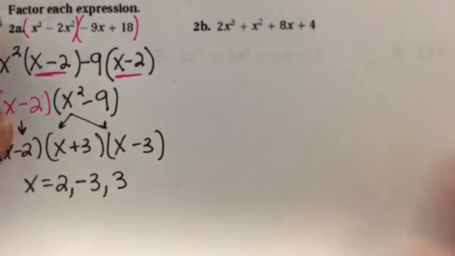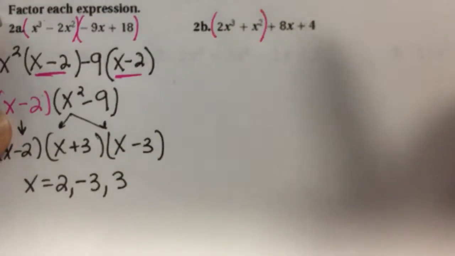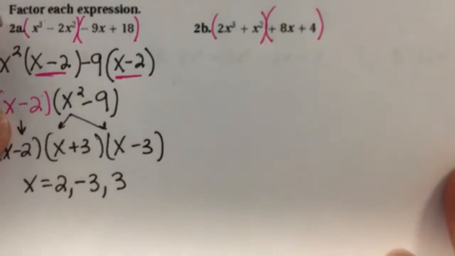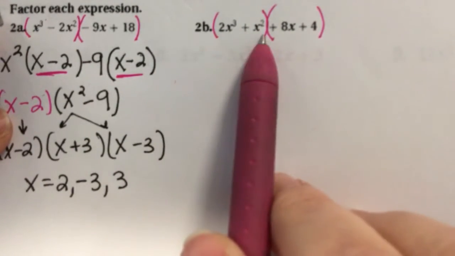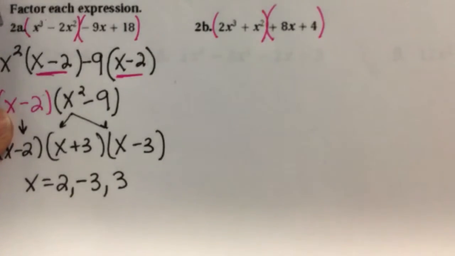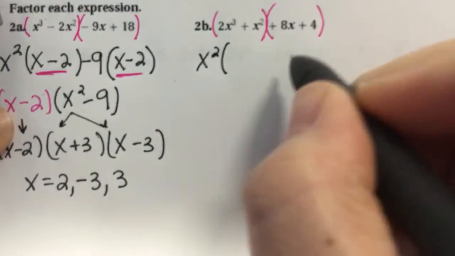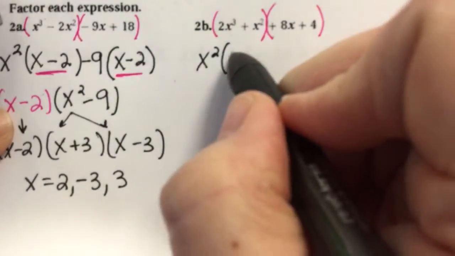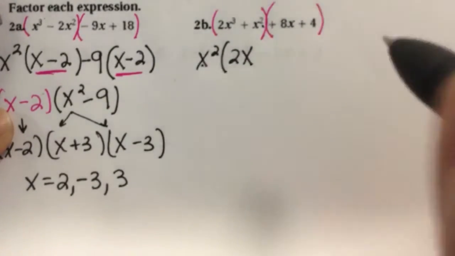All right, so let's look at this one. Again, we're going to group first and second terms, and then we're going to group our third and fourth term. So we're going to look here and see what's common. Again, the only thing that we see that's common in both of those is x squared. So I'm going to pull the x squared out. The leftovers go in parentheses. So 2x cubed divided by x squared is 2x. X squared divided by x squared is 1.